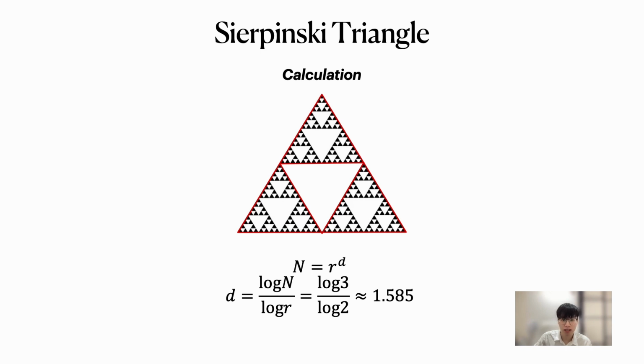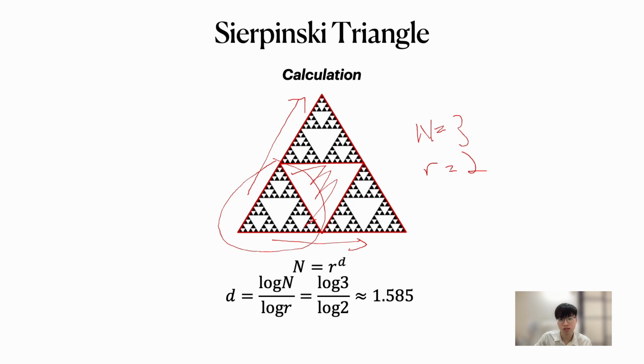We can look at the triangle at the bottom left, then try to scale it by 2. If we scale it by 2, it becomes the big triangle. It has 3 copies of itself, because the middle triangle doesn't count, it's just empty. So n is equal to 3, and we scaled it by 2, so r equals 2. Then we can slowly come up with this answer: the dimension is approximately 1.585.